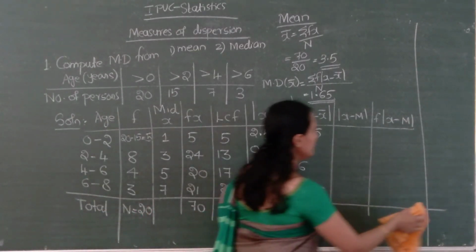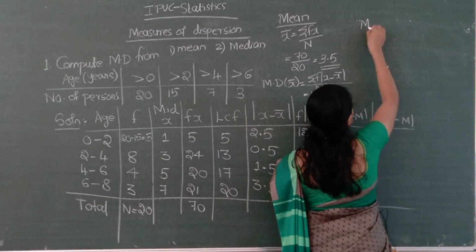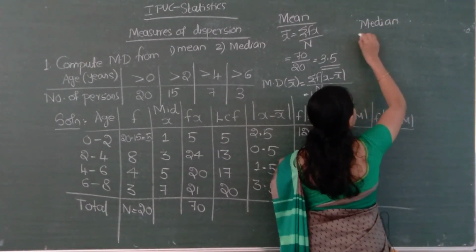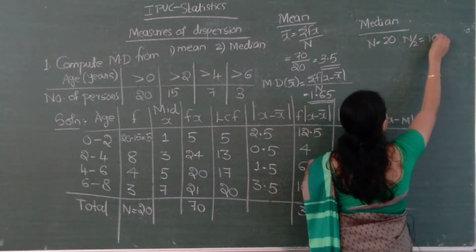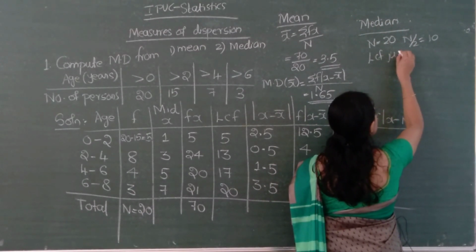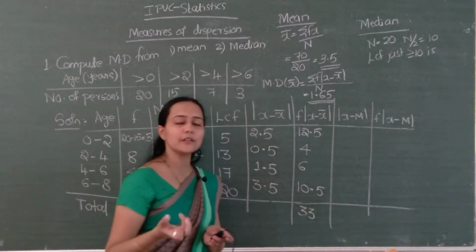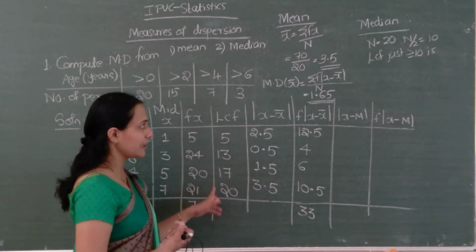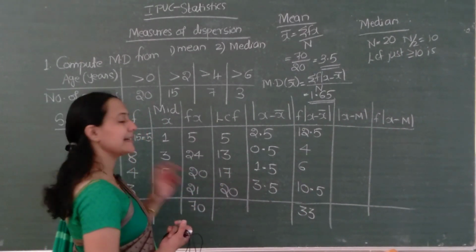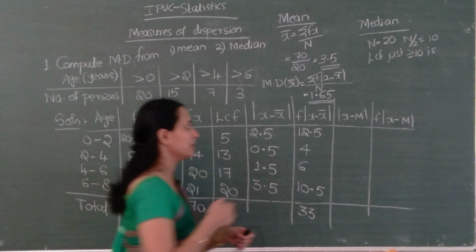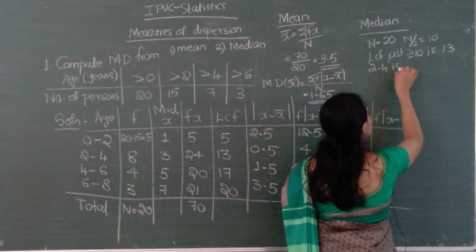Next we will find the median. I will write here. Median: capital N is 20, N by 2 is 10. Go to the less than cumulative frequency just greater than or equal to 10. How much? 13. Corresponding class is 2 to 4. 2 to 4 is the median class.